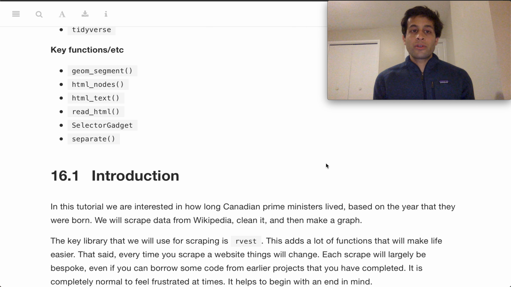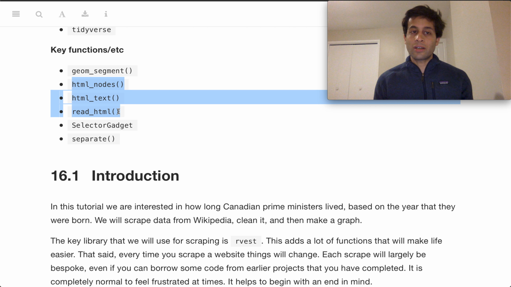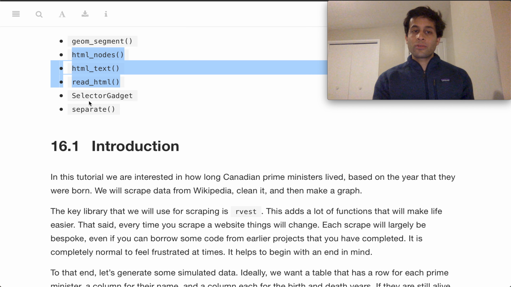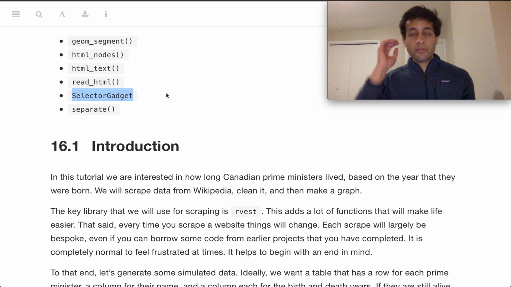The main functions that we're introducing today are geom_segment, which is going to be a new ggplot type of graph. Then there's going to be two or three functions to do with scraping and parsing data. Selector Gadget, which is going to make it a little bit easier for us to work out which data within the HTML page we want. And finally separate, which makes it a lot easier to clean data sets.